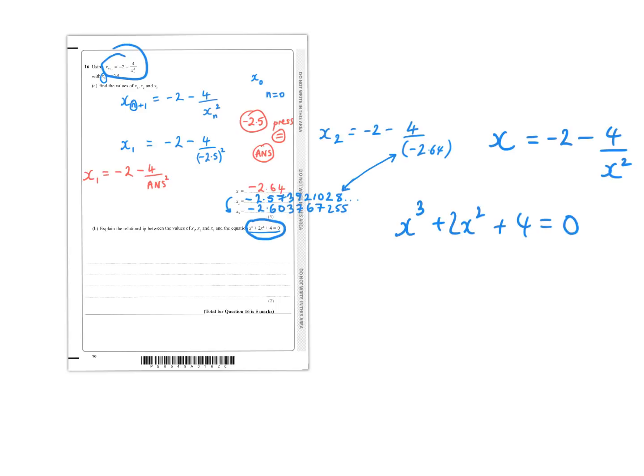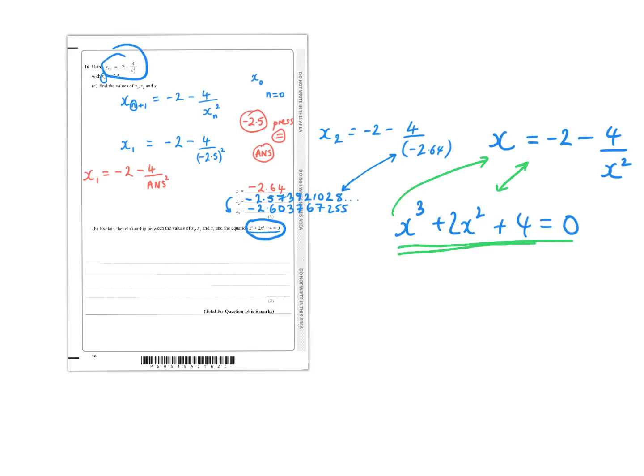I want to see the relationship between these two forms. Can I, for example, get from here to here? Well, if I can, then I can say that x1, x2 and x3 are approximations to a root of that cubic, namely x cubed plus 2x squared plus 4.